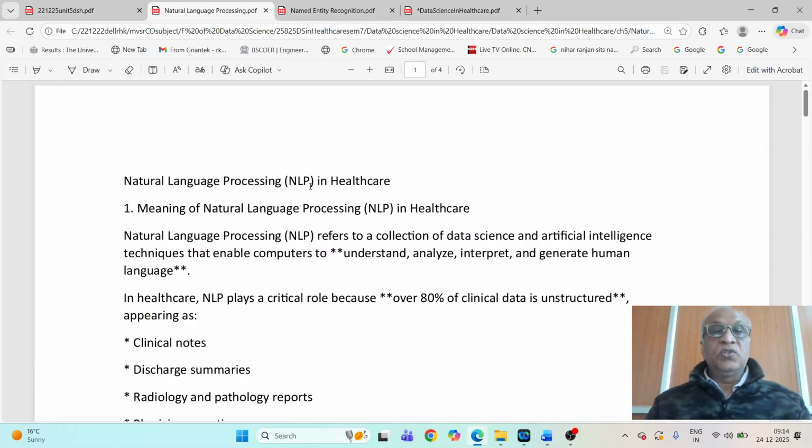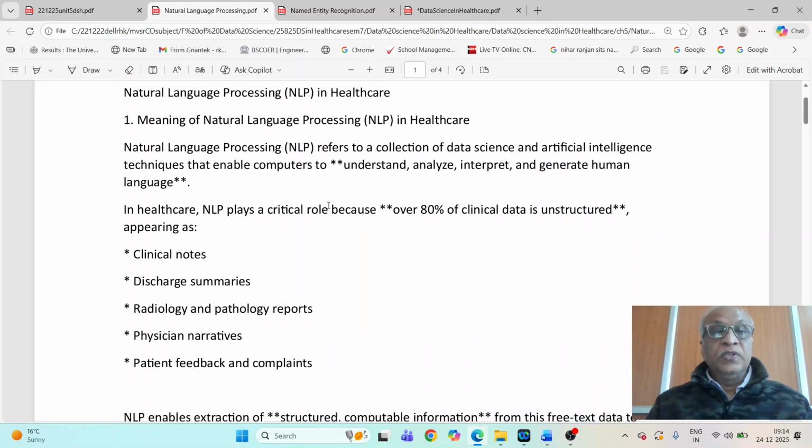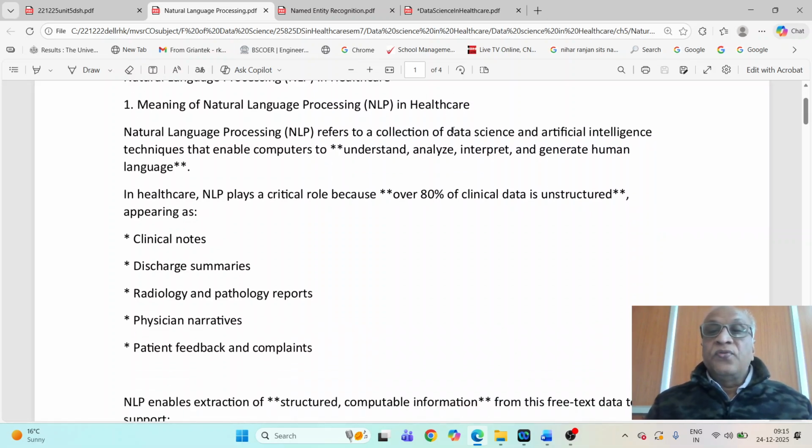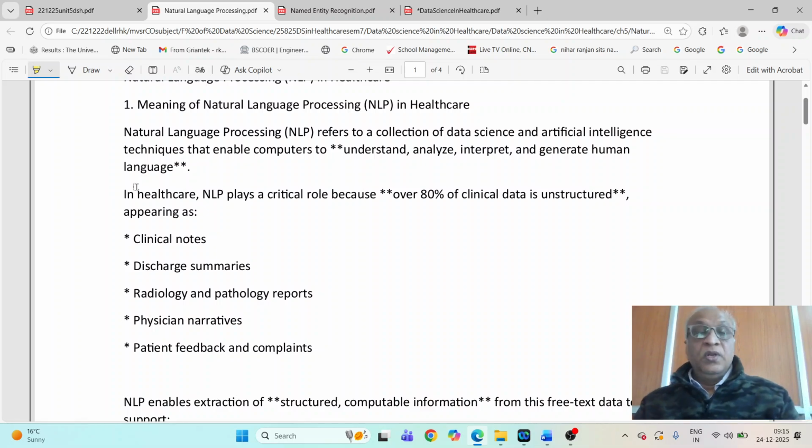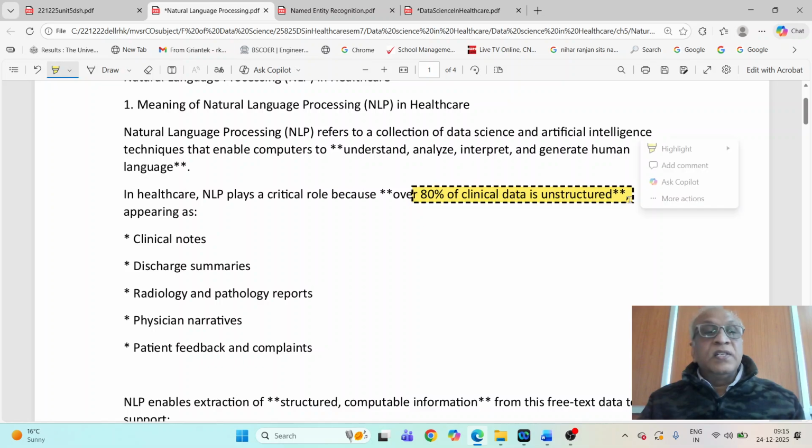So coming to natural language processing in healthcare, it refers to a collection of data science and machine learning techniques that will let the computer understand, analyze, interpret, and generate human language. In healthcare, NLP plays a critical role because over 80% of the clinical data is unstructured.